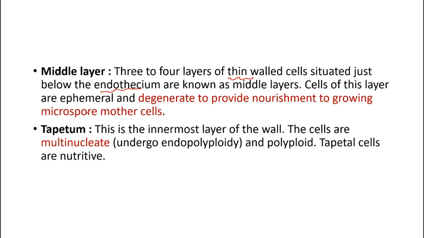Next is the innermost layer, which is just near the sporogenous mass. I'll explain it again in detail: this innermost layer is the tapetum. It is multinucleate, with many nuclei, and they are polyploid. So tapetal cells are nutritive, meaning they also degenerate to provide nutrition to the growing microspore mother cells. The microspore mother cell can also be written as MMC.